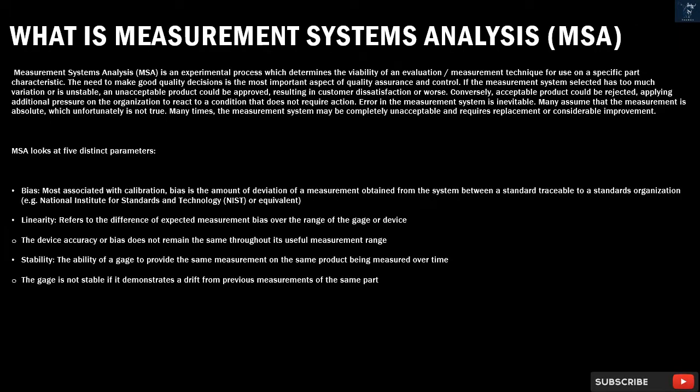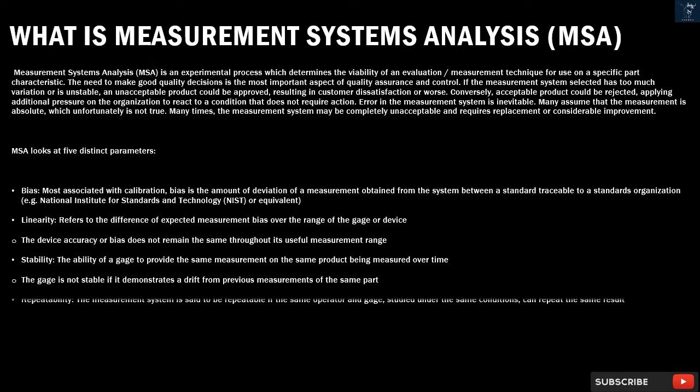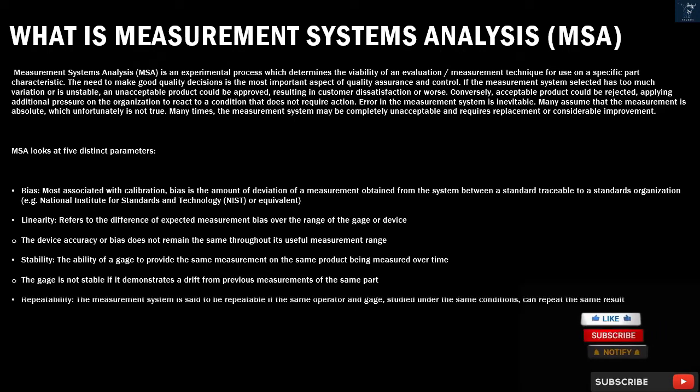What is Measurement Systems Analysis (MSA)? Measurement Systems Analysis (MSA) is an experimental process which determines the viability of an evaluation measurement technique for use on a specific part characteristic. The need to make good quality decisions is the most important aspect of quality assurance and control. If the measurement system selected has too much variation or is unstable, an unacceptable product could be approved, resulting in customer dissatisfaction or worse.